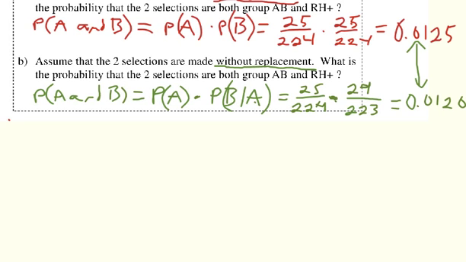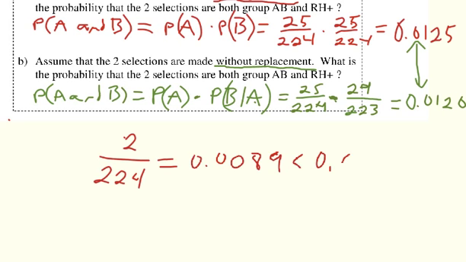we can use the 5% guideline to see if we can treat these 2 events as independent even though we're sampling without replacement. So if you recall, the 5% guideline says take your sample size, which in this case was 2, divided by the population size, and here we get 0.0089, and since that's less than 5%, we can treat the selections as being independent even though we're sampling without replacement, because our sample size is so small compared to the population.